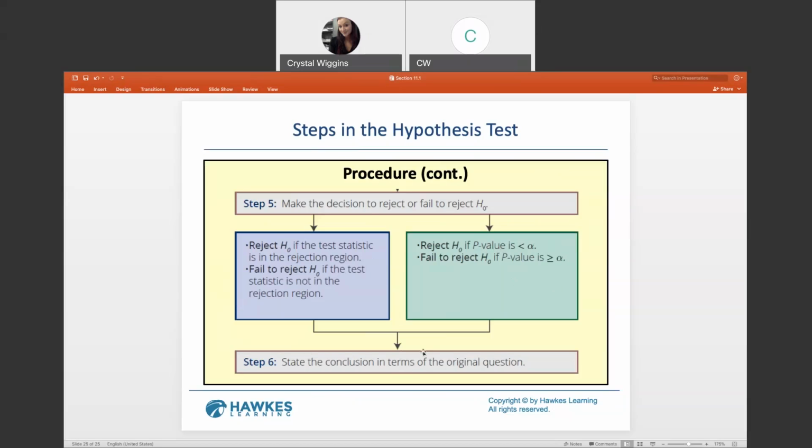And then we'll state the conclusion of the original question, which means that after we have the decision on rejecting or failing to reject the null, we look back at our hypotheses to see which one was labeled the claim, which one's true or false, and then we start talking about whether we believe the claim that was made. And this concludes our introduction to hypothesis testing.